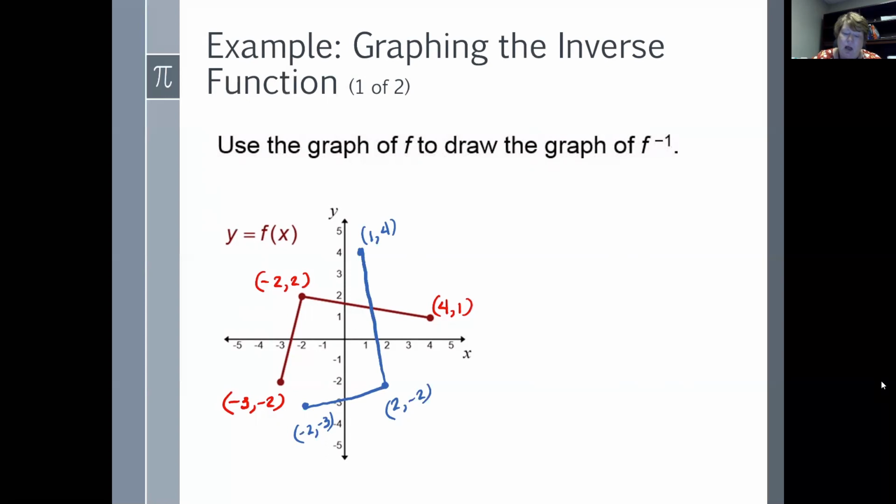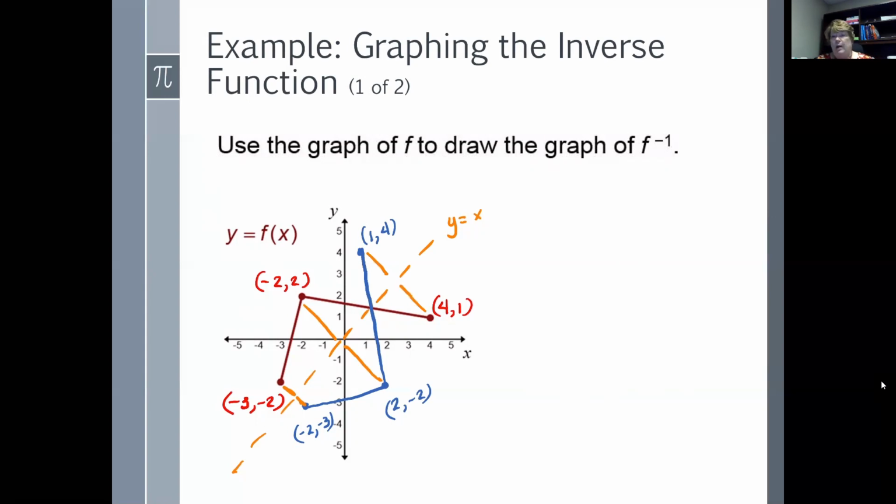And these two lines are reflections of each other about the line y equals x. So if I draw y equals x in here, then we can see that each pair of points are the same distance from that line. So the point -3, -2 and -2, -3 are equal distance from that line. Or the point -2, 2 and the point 2, -2, they're the same distance from that line. So they're reflections of each other about that line. They're mirror images. So the point 1, 4 and the point 4, 1 are the same distance from that line.